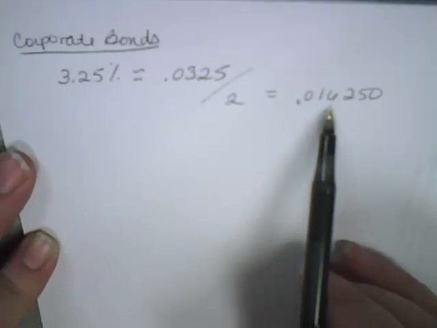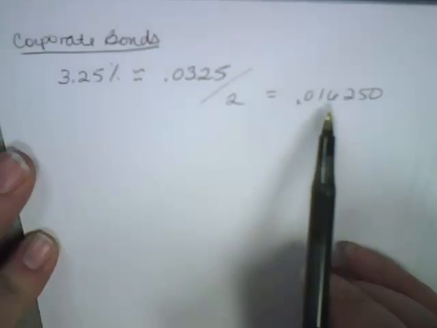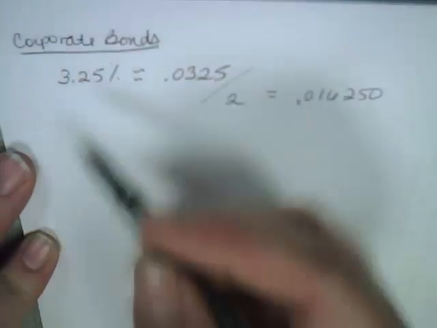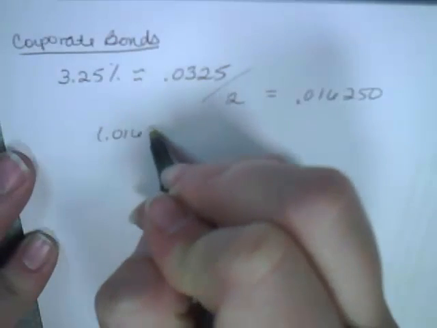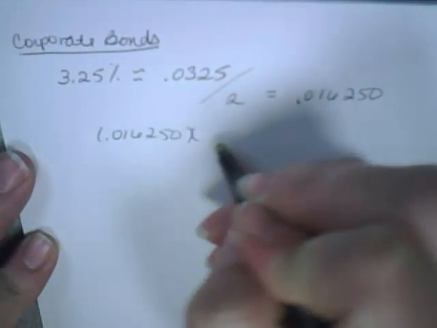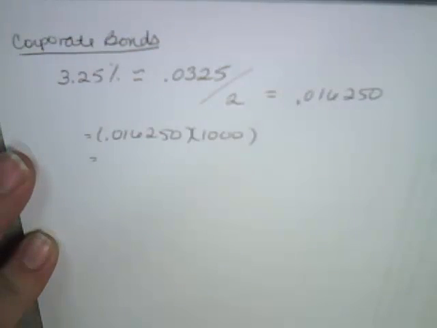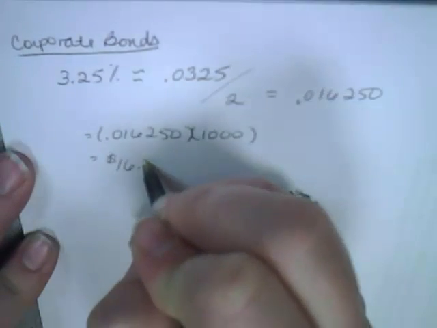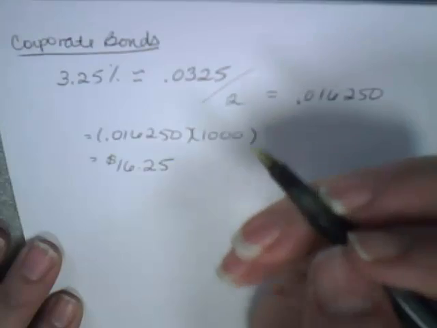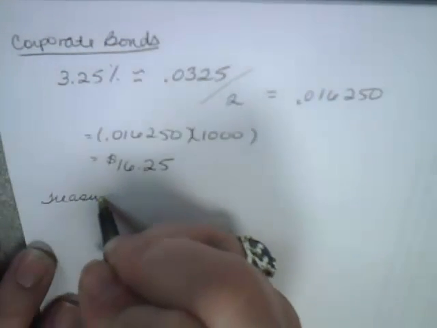And because what we're doing is calculating the interest payment, a single interest payment, we're just going to take this semi-annual interest of 0.016250 and multiply it by the face value, and that is going to give us our interest payment of $16.25. Pretty easy. Then we're looking at the Treasury notes.